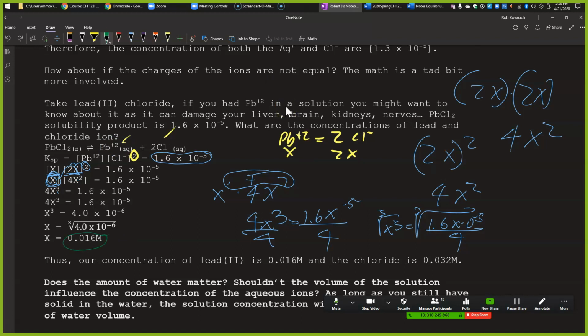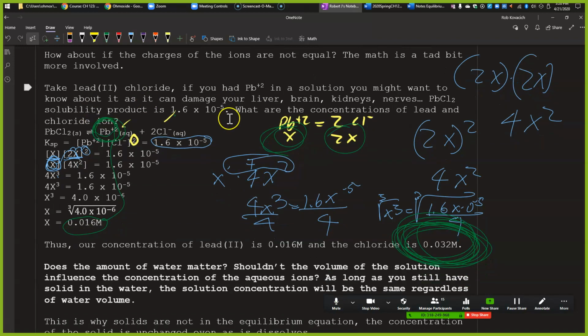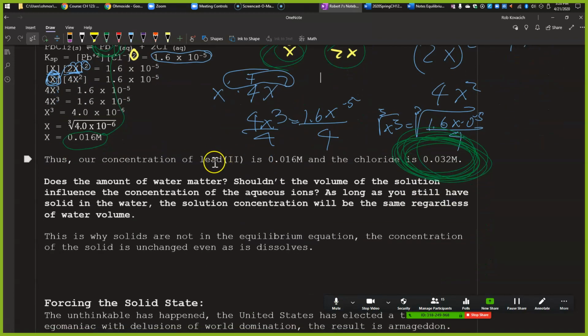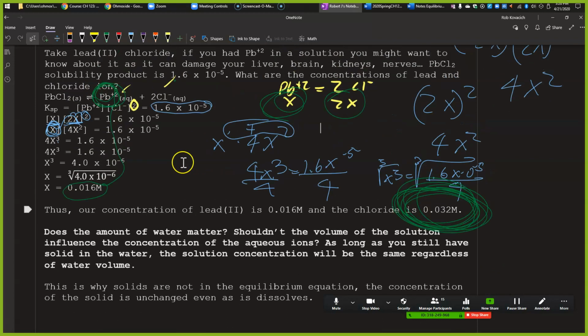So this concentration is the lead's concentration. What's the concentration of the chloride? 0.016 moles per liter, times 2, because there's twice as many of them. Right? So we knew it was X, but in this case, the X is lead, and it's 2X for the chlorine because there's twice as many of them. So the concentration is the same number, but, no, the X is the same number.